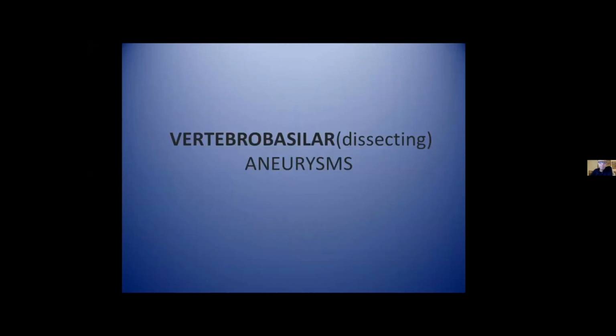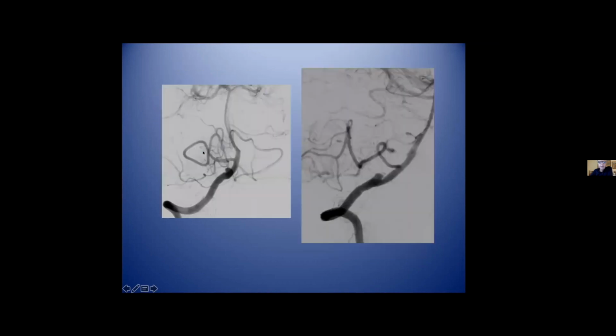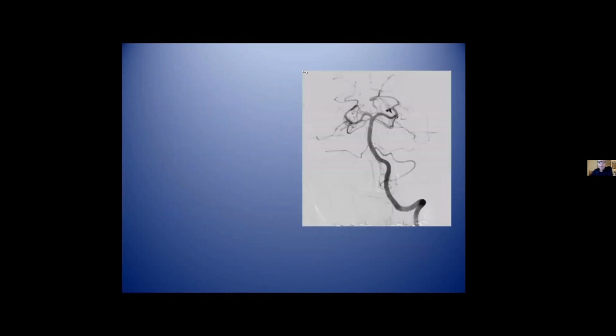The second point I'd like to present is the dissecting aneurysm at the vertebrovascular junction with rupture. This is a typical case of dissecting aneurysm with lateral bulbar ischemia from the dissection. This is the AP view and lateral view in the right vertebral. This is the left vertebral.